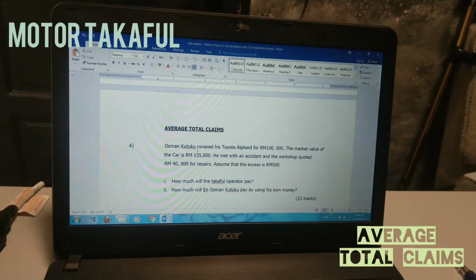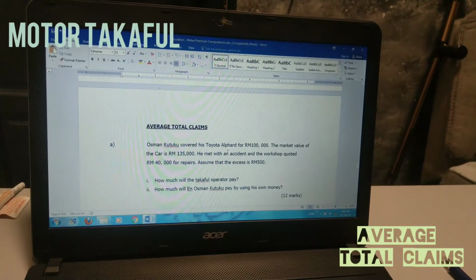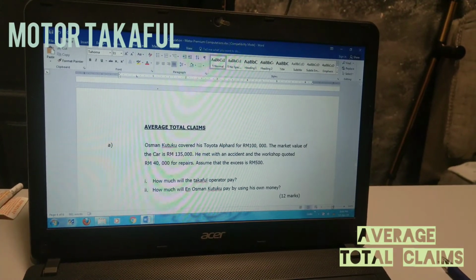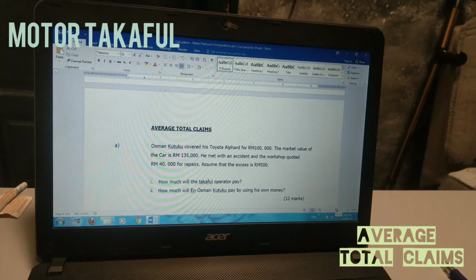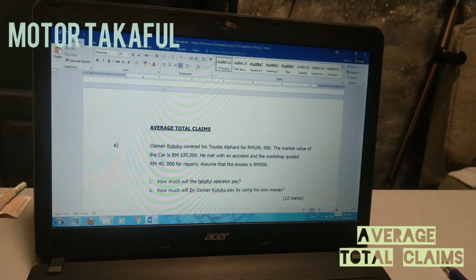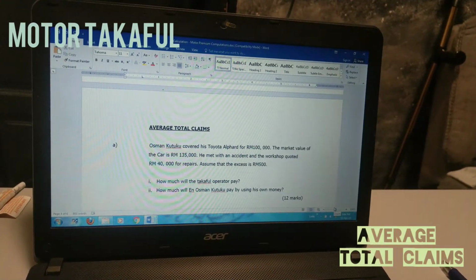We look at Osman Kutuku's case. He's covered his Toyota Alphard for 100,000. The market value of the car is 135,000. He met with an accident and the workshop quoted 40,000 for the repair, assuming that the excess is 500.